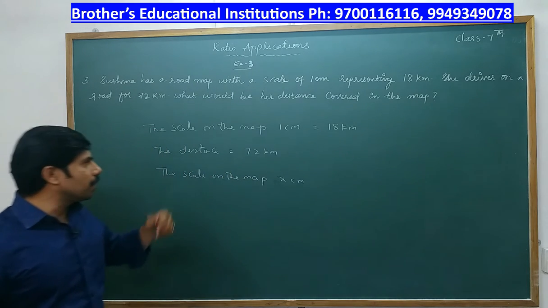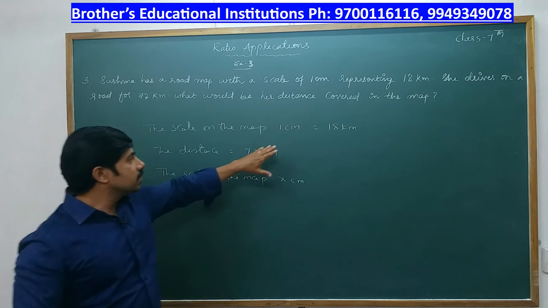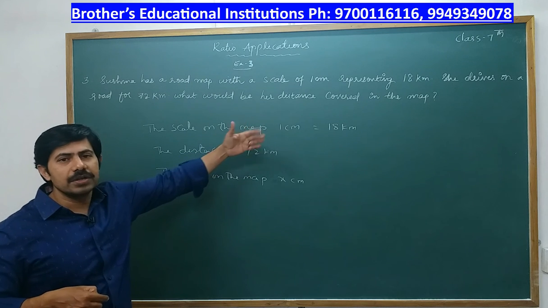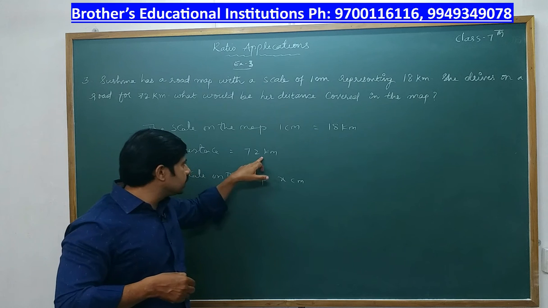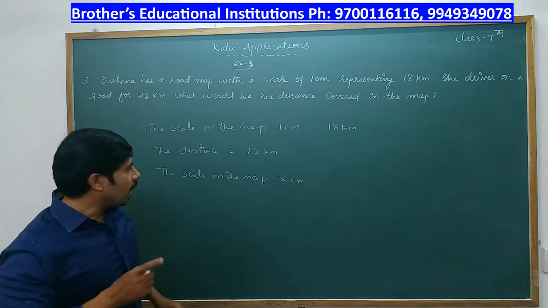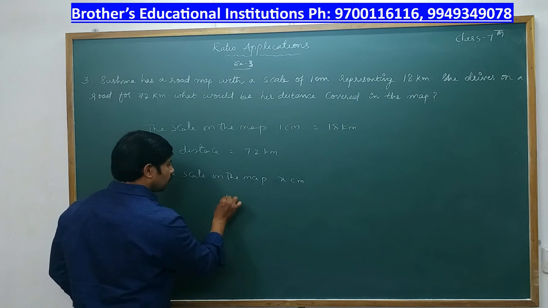Now it is direct proportion because 18 kilometers they are representing as 1 centimeter and the distance has increased. 72 kilometers will be more than 18, right? So it is a direct proportion because if one quantity increases, the other quantity also increases. This x also will increase, that we have to find out. As it is a direct proportion, what we do is we represent like this.